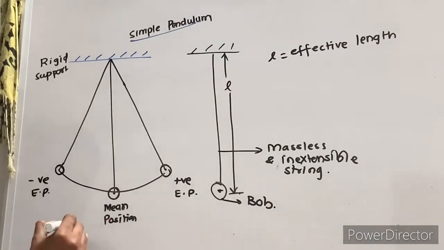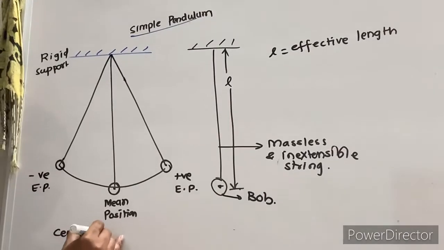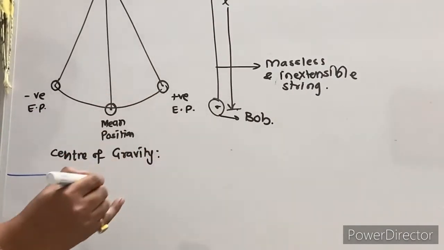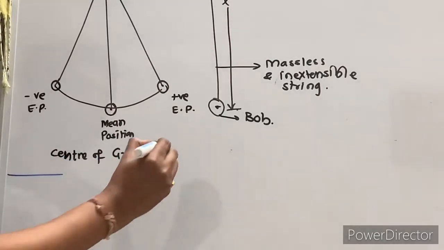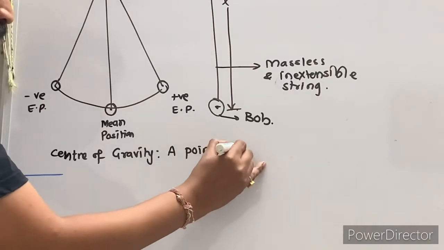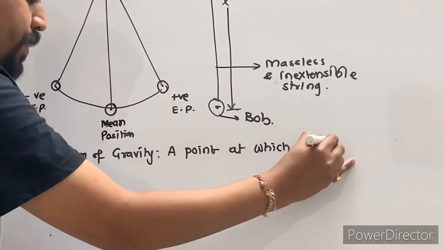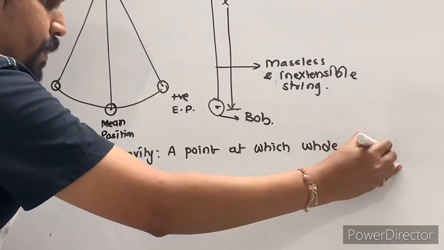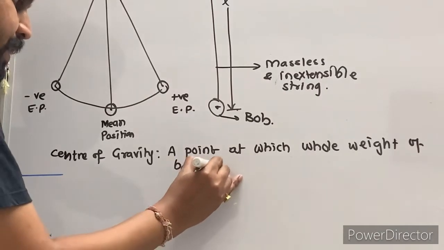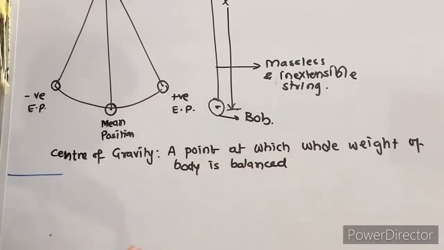Now what is center of gravity? This term is there in 10th standard. What exactly is the center of gravity? It is a point at which the whole weight of a body is balanced. That point is called center of gravity.